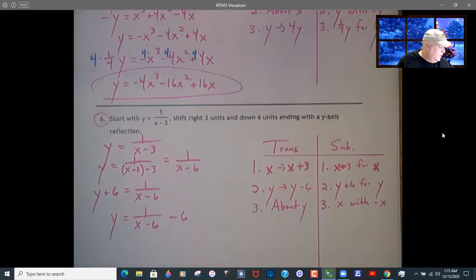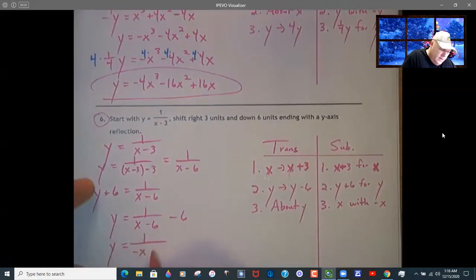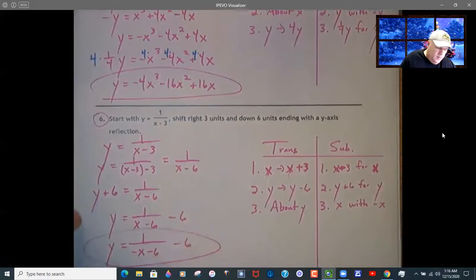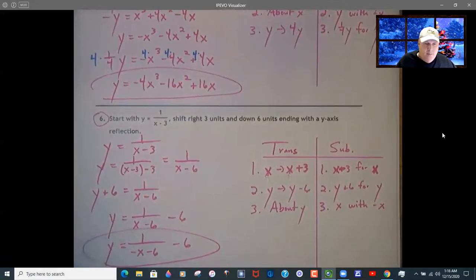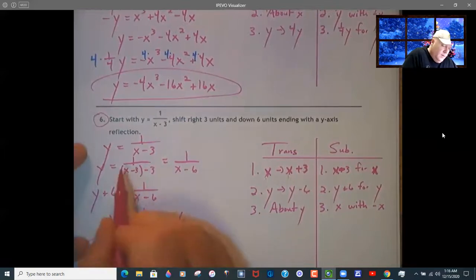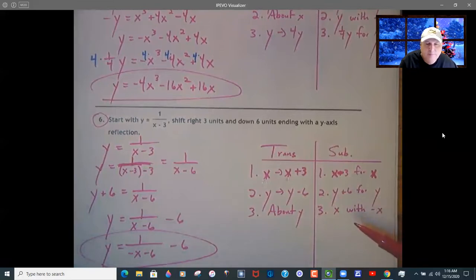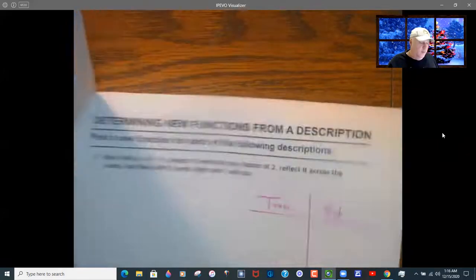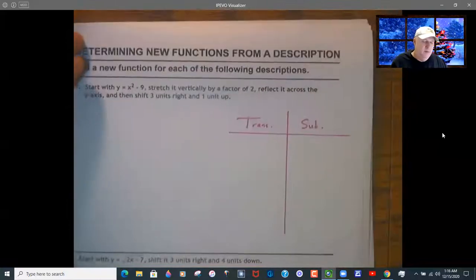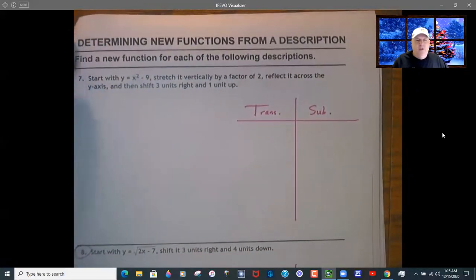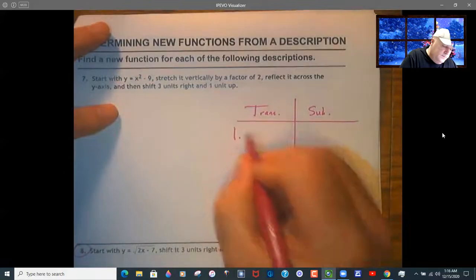Okay, so 1 over x minus 6, and now the reflection, we replace x with negative x, and then try to do any simplifying, and there's not any simplifying we can do. So we kind of end up with a bunch of negatives in the problem. So it's really important as you do these that you double check your little table over here. Even I, in my haste, can do things wrong on those tables. All right, stop the video and see if you can do number 7.